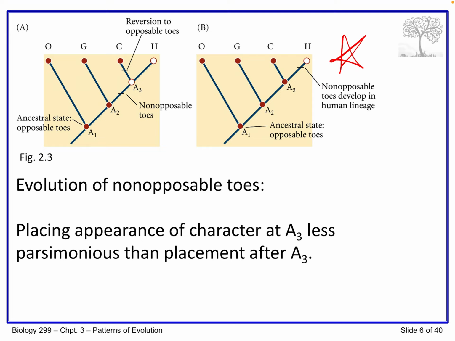That is the more parsimonious hypothesis, and of the two, that's the one that's most likely to be correct. Doesn't mean it is, just means it's the one that's most likely to be correct. It might well be that this is how it played out in terms of development of the opposable toe or non-opposable toe. But if we don't know, we pick the simpler scenario.